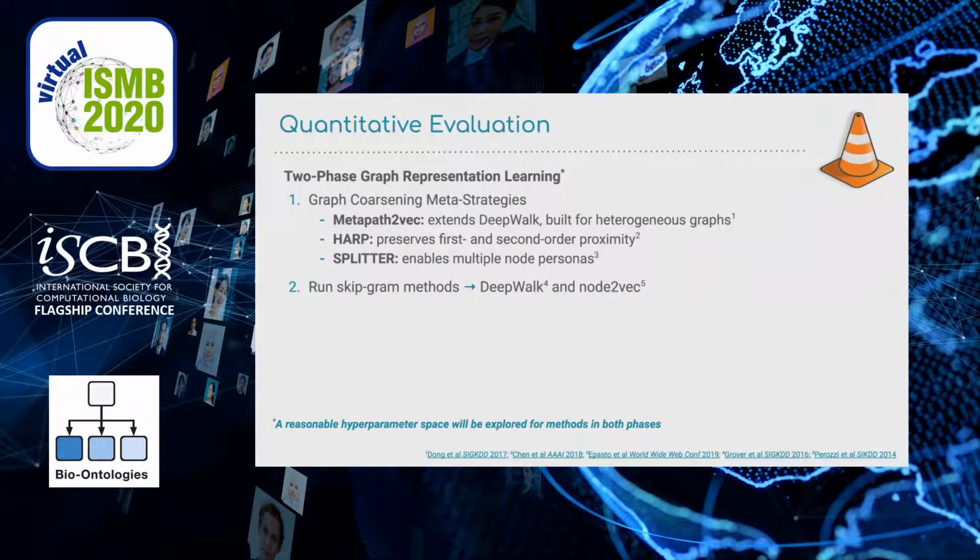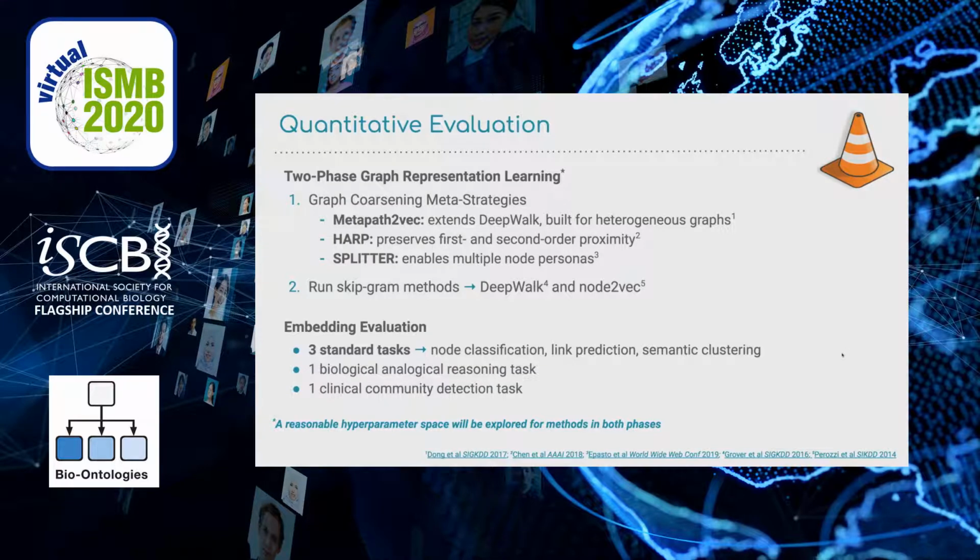The final step of our evaluation, which is currently in progress, will generate node embeddings from the different knowledge graph builds using a 2-phase graph representational learning framework. Each of the selected methods will emphasize a specific aspect of our knowledge graphs that we find important, including heterogeneous node types, hierarchical relationships, and multi-community node participation. Once the embeddings are complete, we will evaluate their biological utility on several different tasks, including node classification, link prediction, semantic clustering, biological analogical reasoning, and community detection.